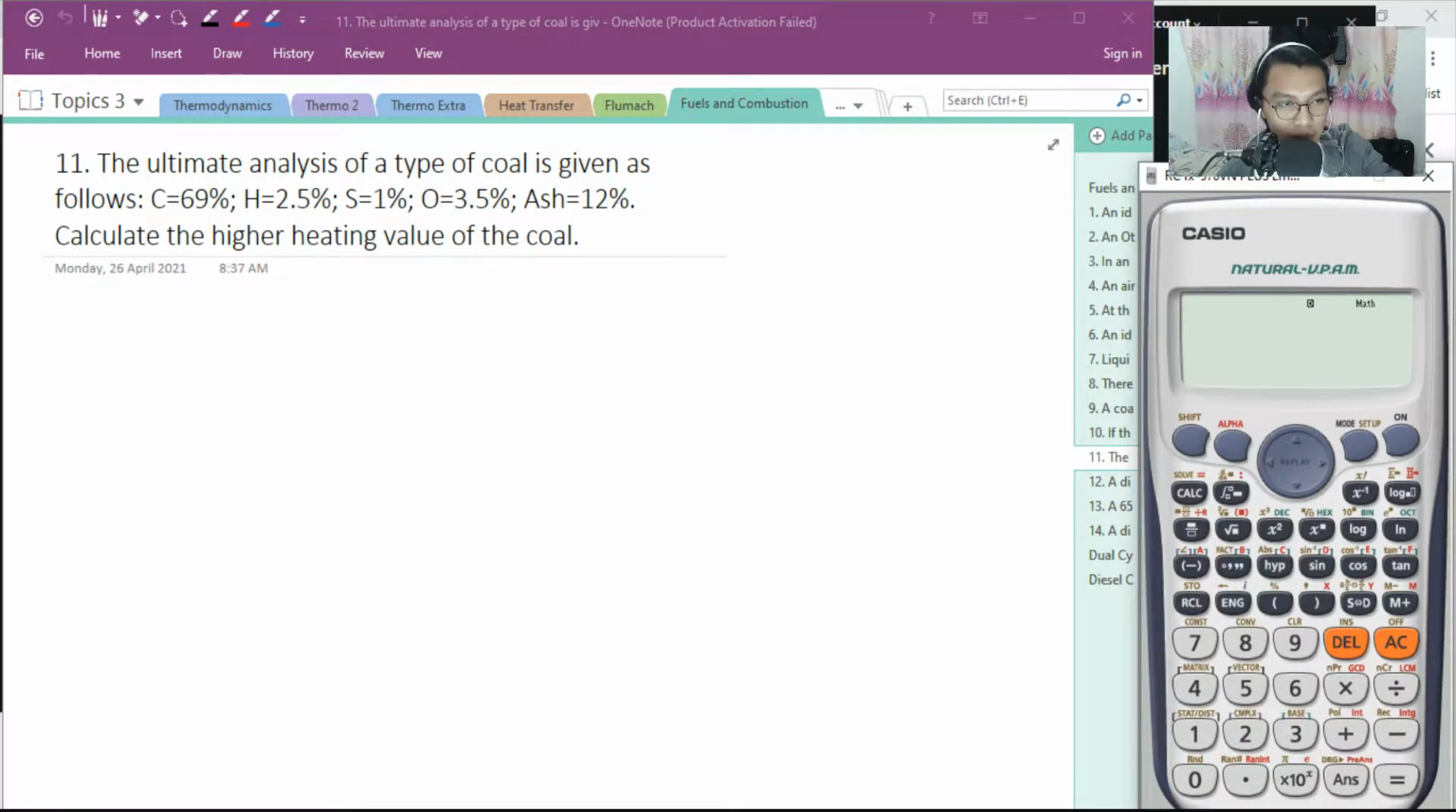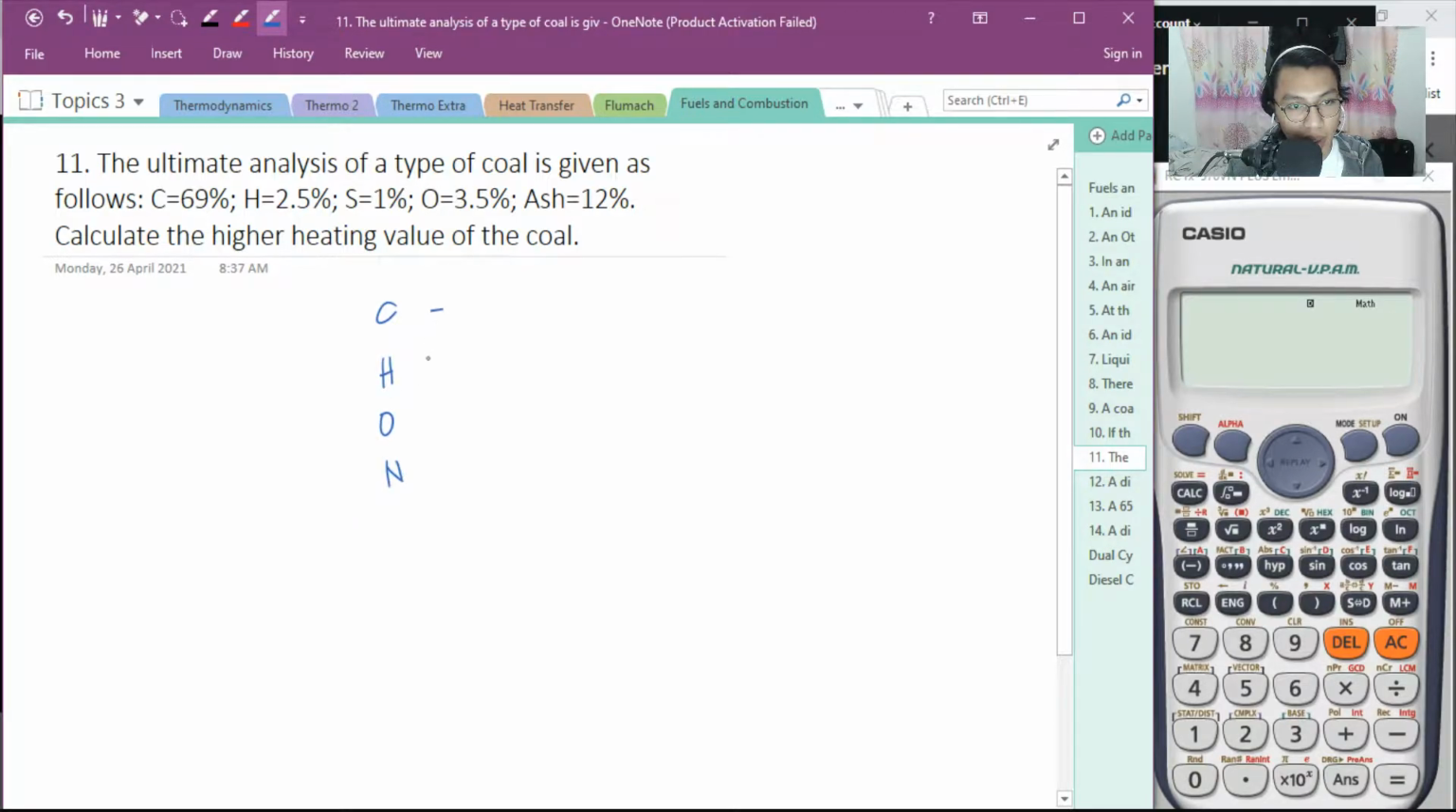Yan yung kanyang coal analysis. Where the carbon is 69% in composition, hydrogen 2.5% in composition, sulfur is 1% in composition, oxygen is 3.5%, and then ash is 12%. O, pag may nakita kayong ganito, isulat nyo kagad. Okay?